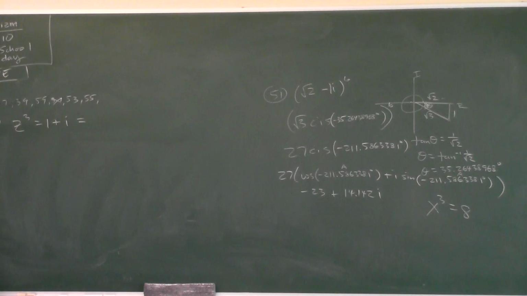Before we even start, how many answers are there going to be? 3. Okay, there's going to be 3 answers. Because every single year, there's always students only giving 1 answer. If you only give me 1 answer, you're only going to get like 1/3 of the points. In fact, I'm probably going to give you less.